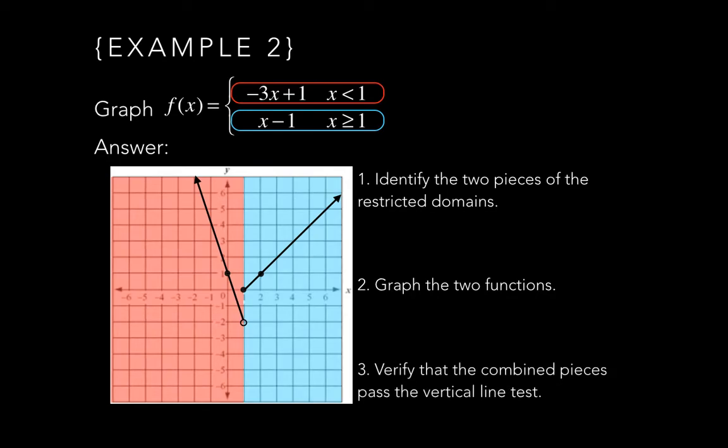The last step is to verify that what we have is in fact a function because we're calling these piece functions. And if you use your vertical line test, you'll find that it is a function even at 1 when x is 1 because there is only one point that satisfies the function at 1. The other point is a hole, which means we are not including that point.